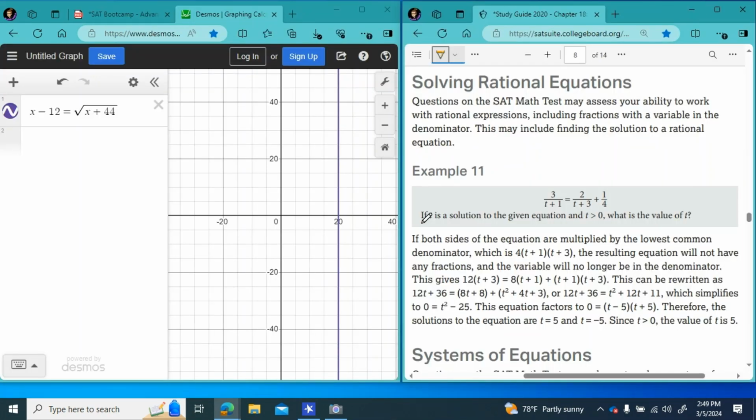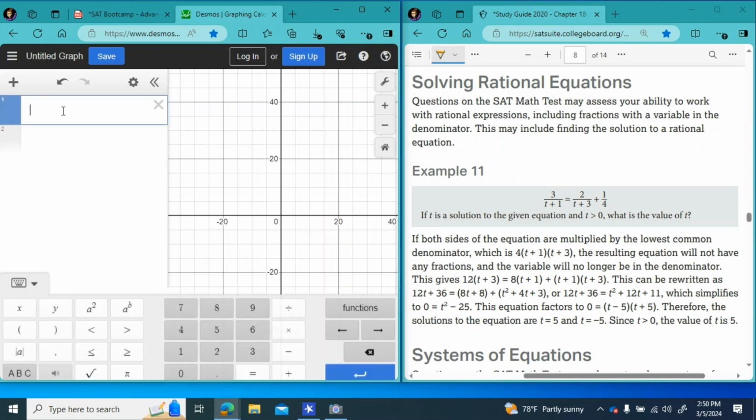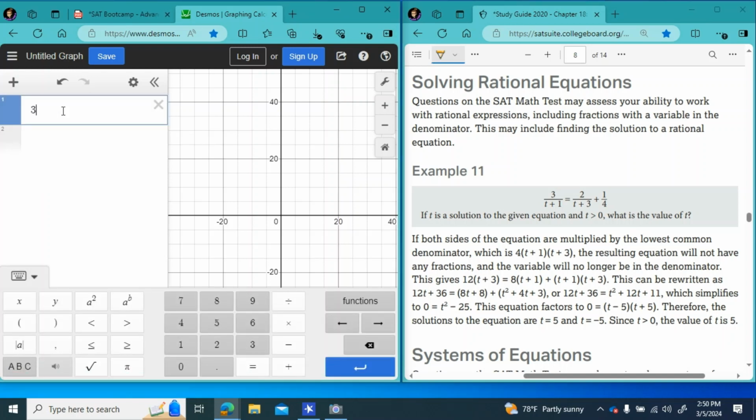Number 11 says, if t is a solution to the given equation and t is greater than 0, what is the value of t? Again, I'm just going to come over here to the calculator. 3 over t plus 1 equals 2 over t plus 3 plus 1 over 4. Okay, so this looks like that.